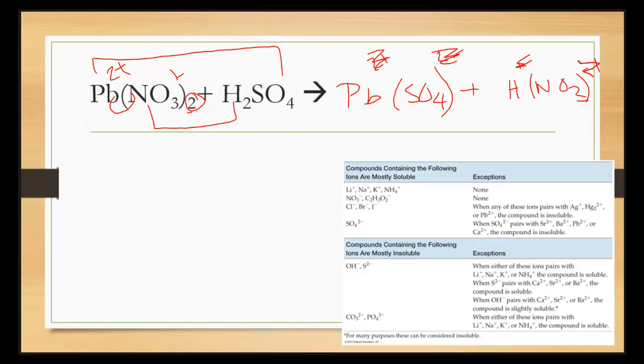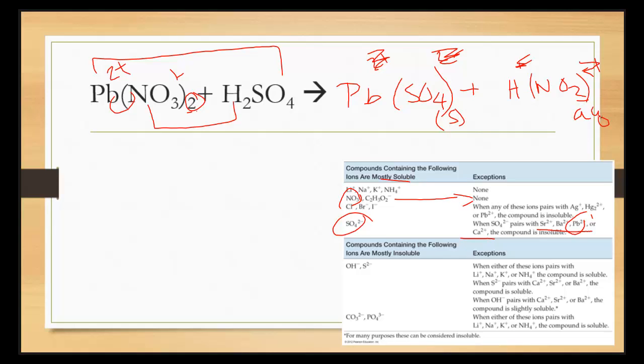Alright, so from here, let's figure out if we have a solid. Lead and sulfate. Well, here's sulfate. It's soluble except with strontium, barium, lead, and calcium. So lead is one of the exceptions, so that's going to be our solid. HNO3. Here's NO3. It has no exceptions. So that means no matter what, it's going to be aqueous.